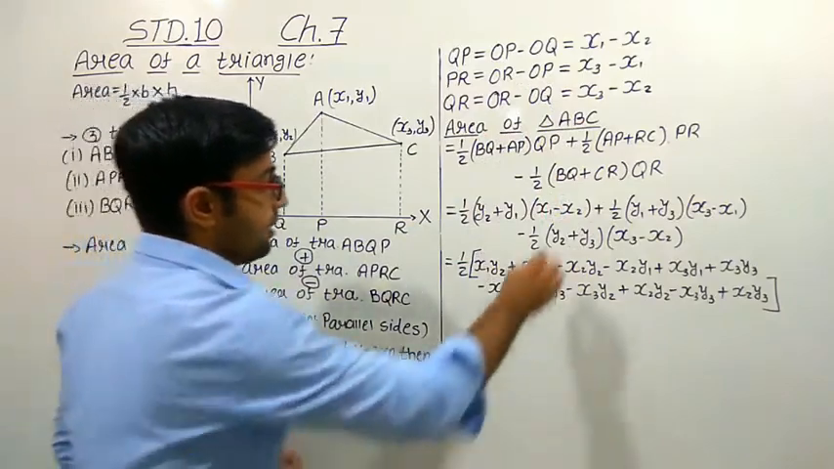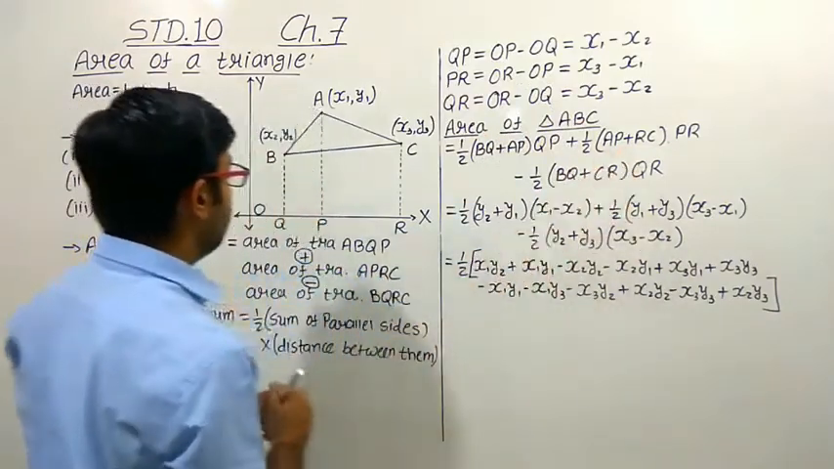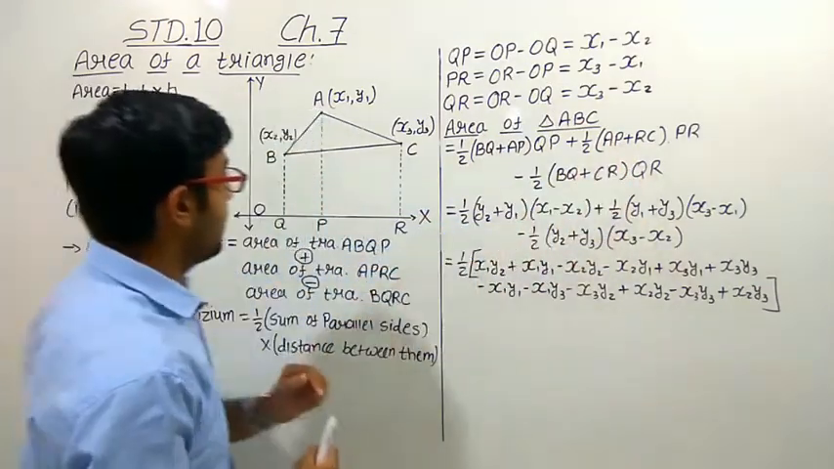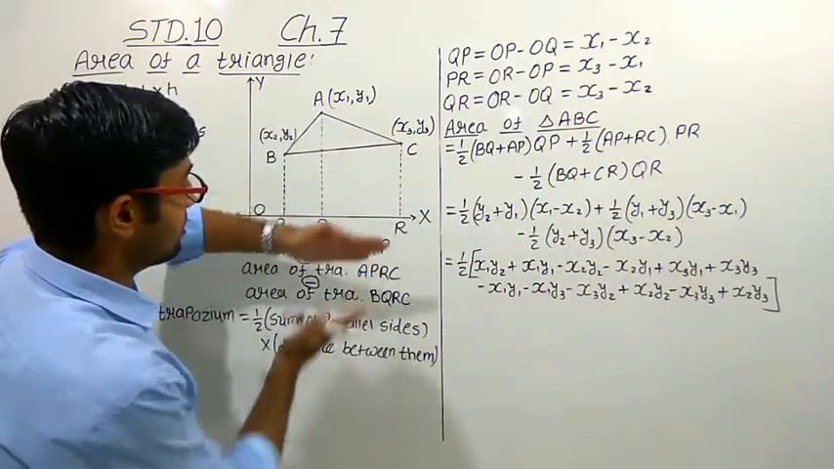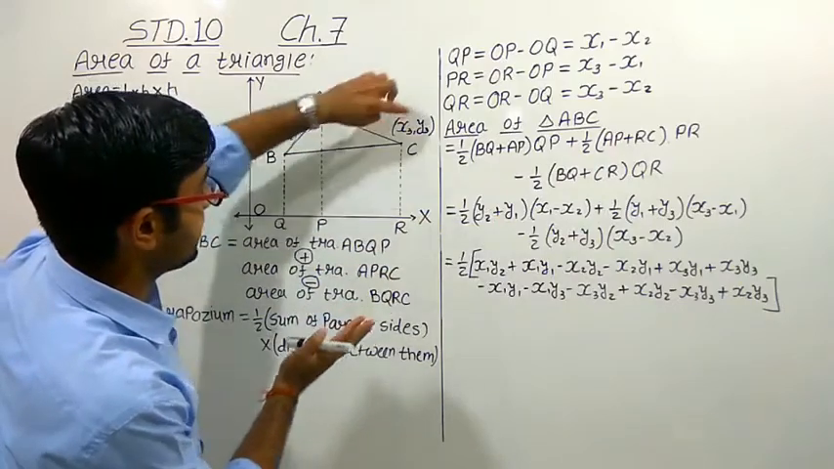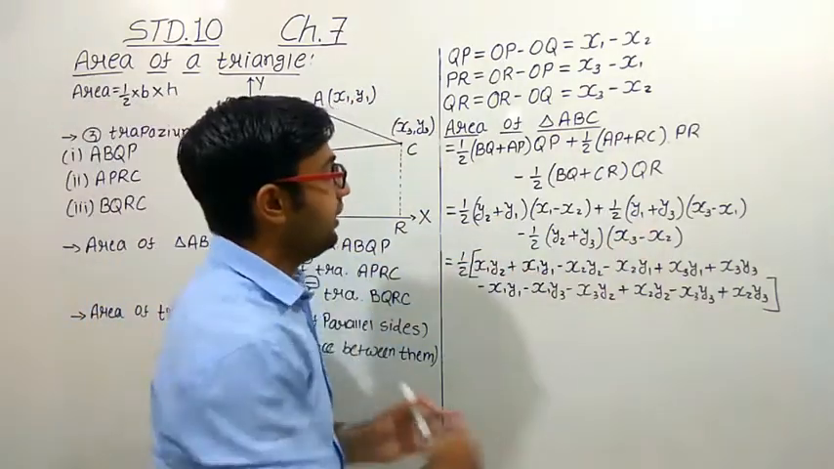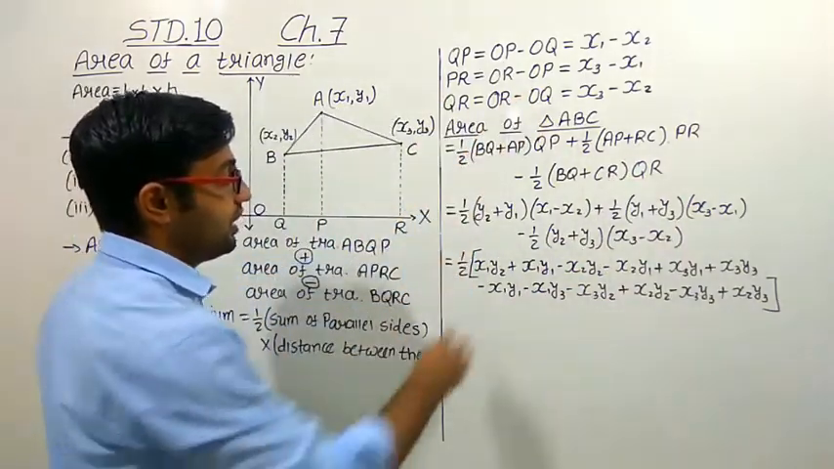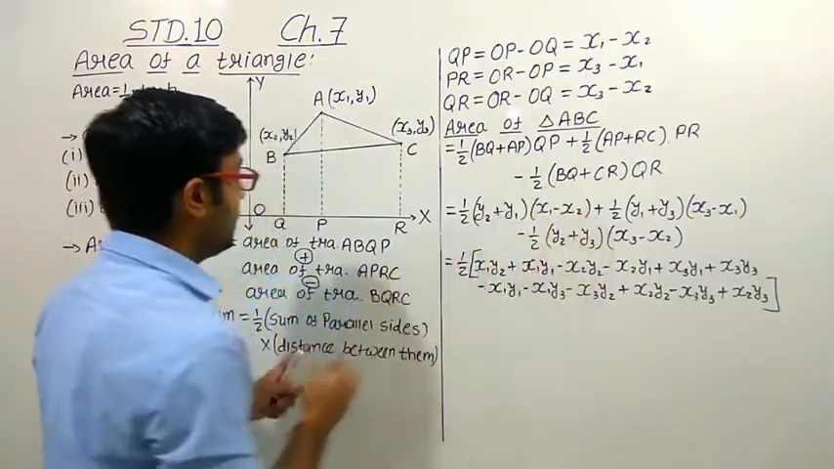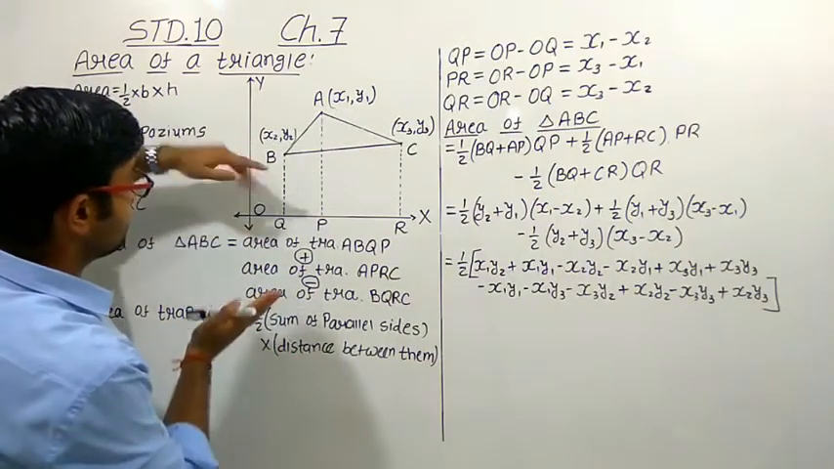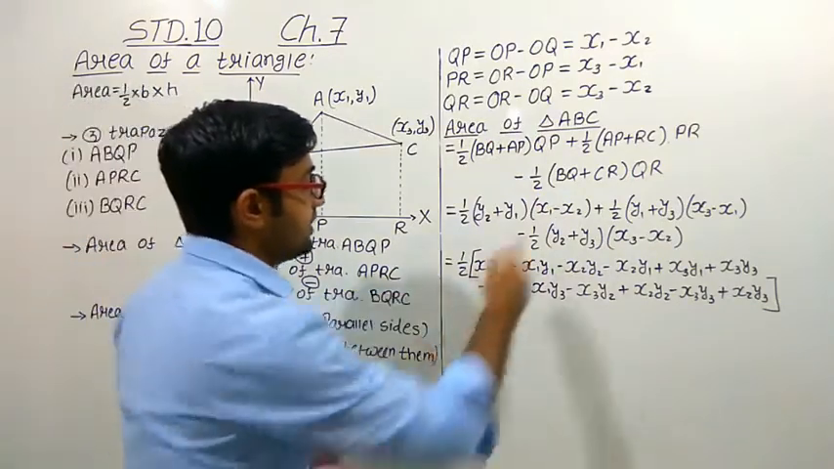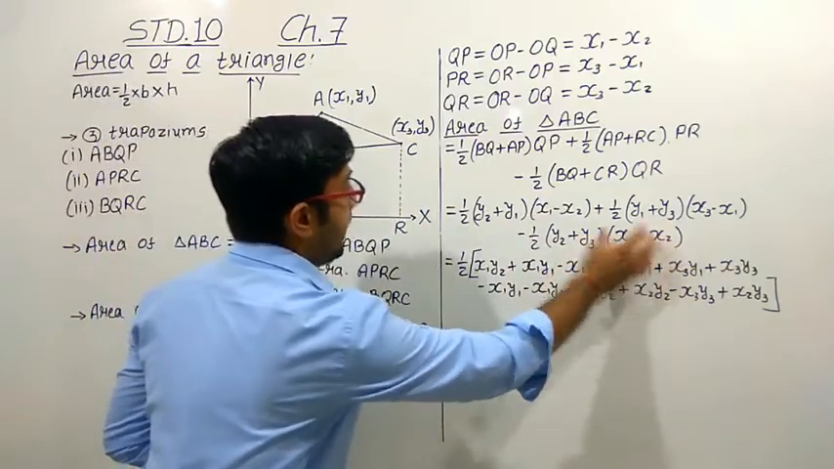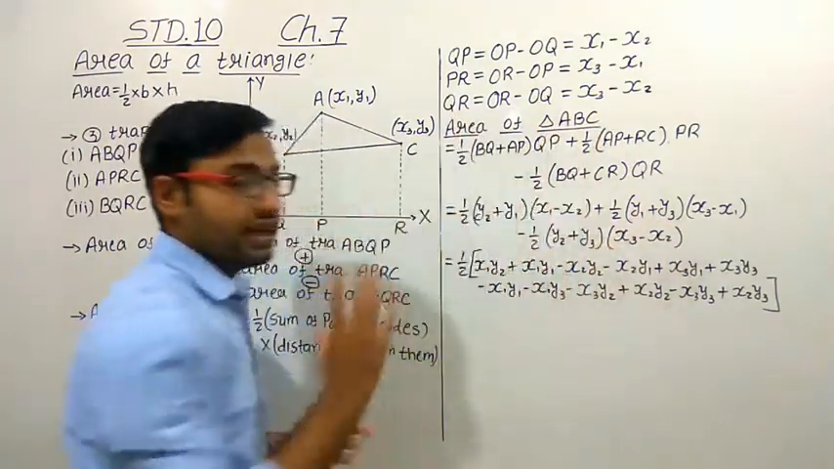In the same way, now one half AP. AP is again y1. And RC, what is RC? The distance of this point from the x-axis, that is y3. And PR is x3 minus x1, that we have already found out. Now one half BQ. BQ is again this distance, that is y2. CR is again this distance that we have already found out, y3, and QR is x3 minus x2.